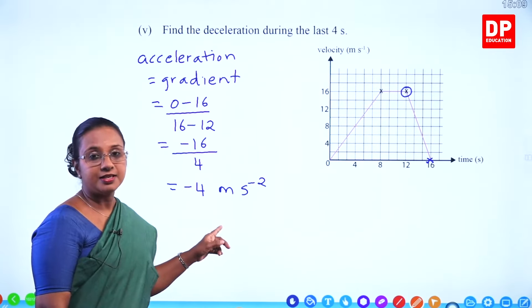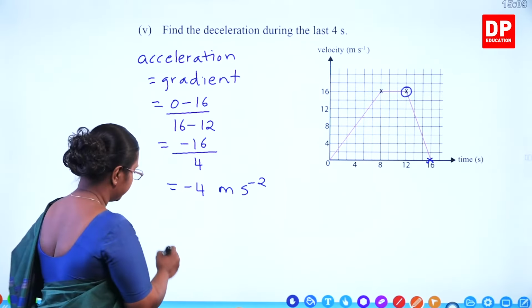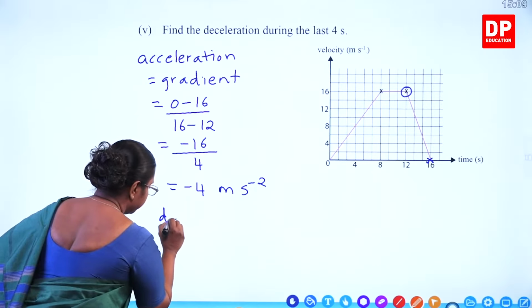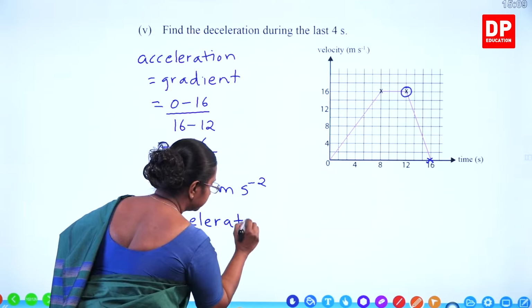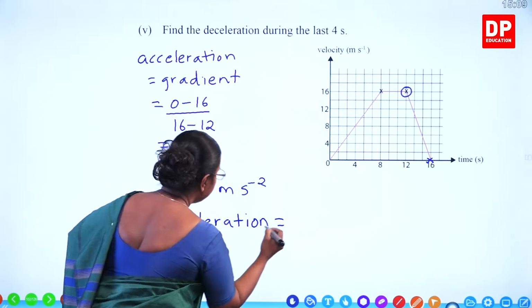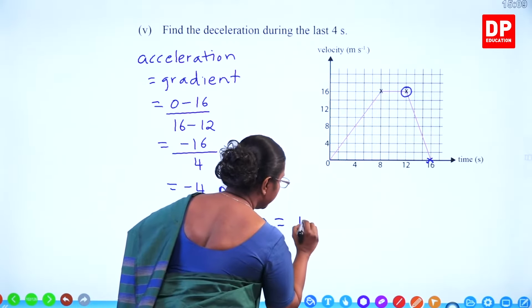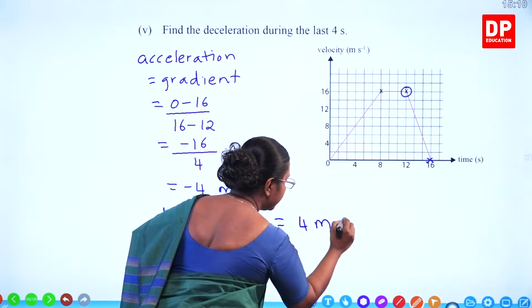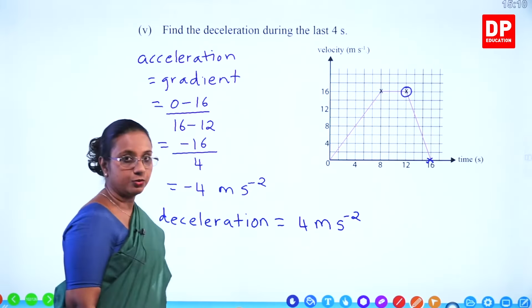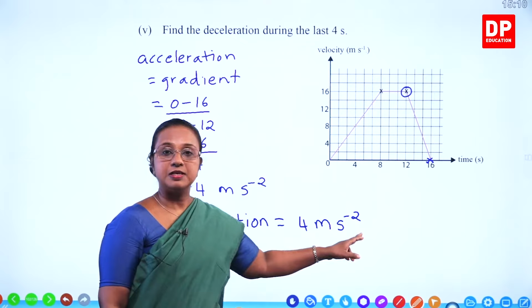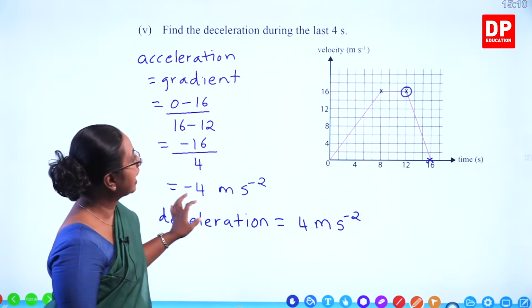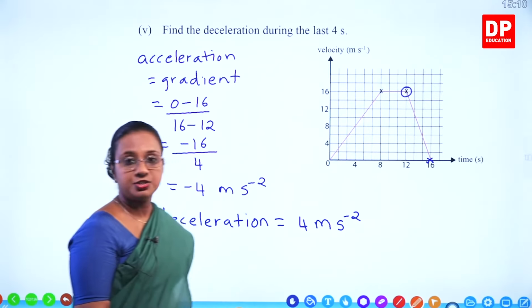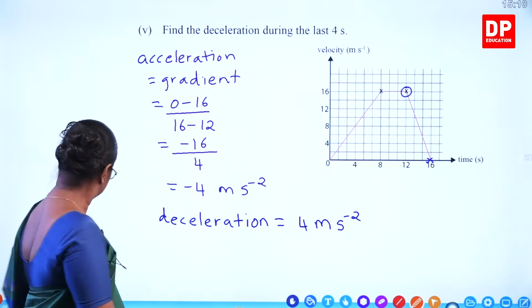So we rewrite it as deceleration. Deceleration is equal to, here we write it as a positive value, 4 meters per second square. So that is how we calculate the deceleration from the graph.